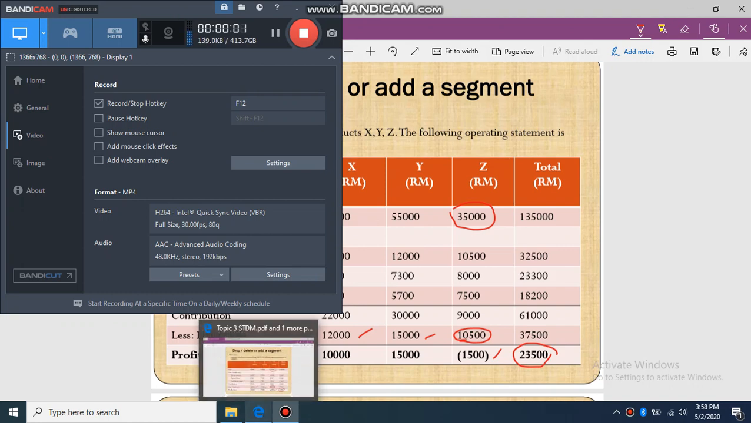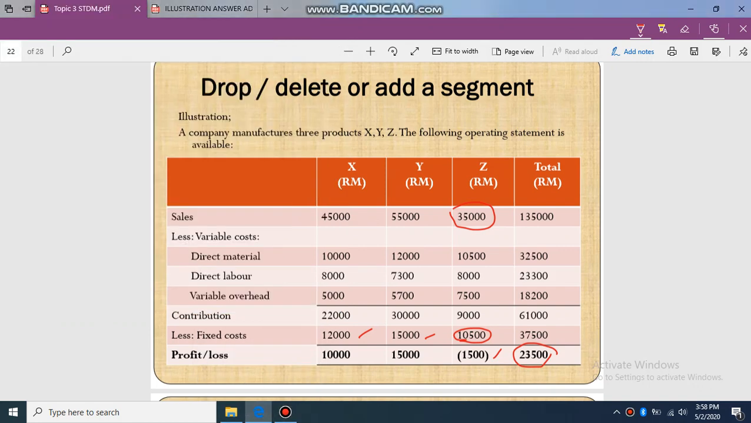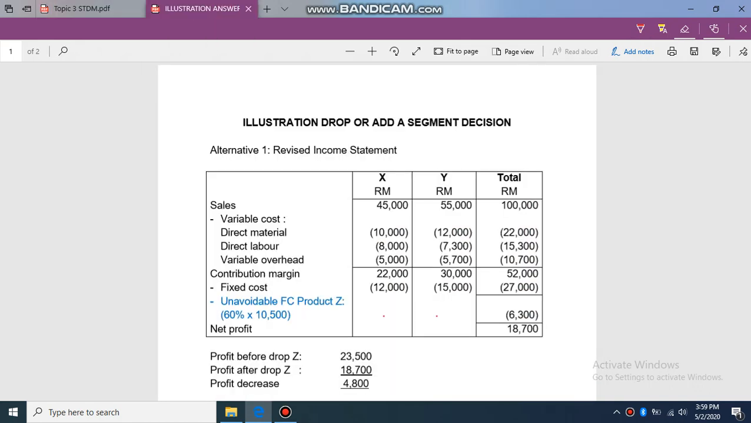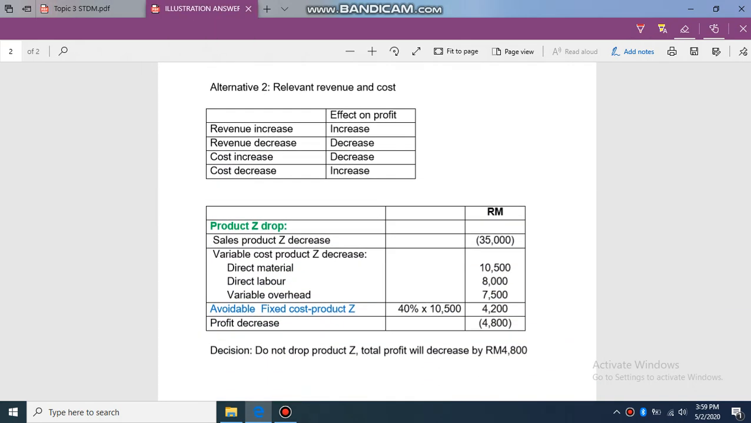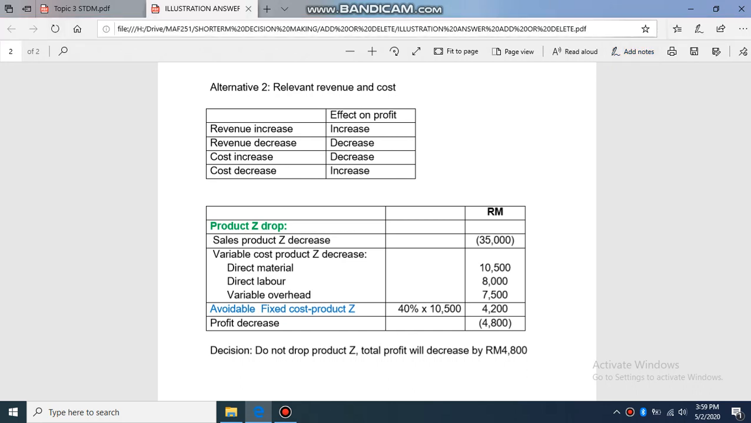Okay, now we still refer to drop or add a segment. Using the same questions as before in alternative 1, we try to answer the question using alternative 2. So same question: how to answer when we use alternative 2? Alternative 2 actually refers to the relevant revenue or relevant cost, so we just record the relevant information only.